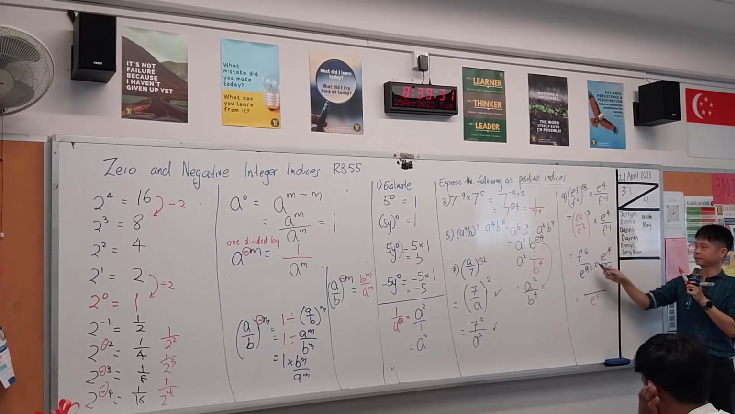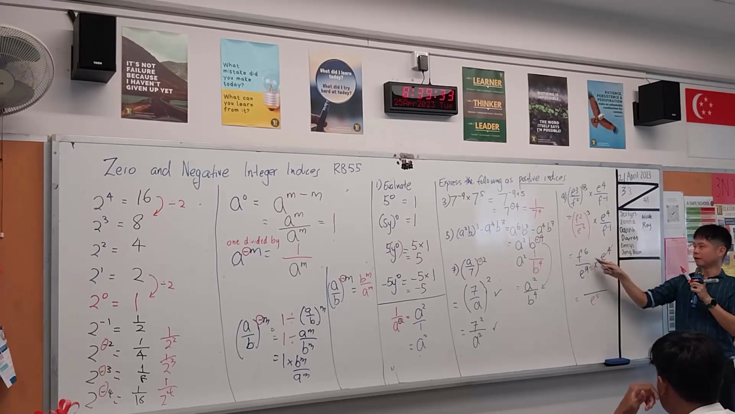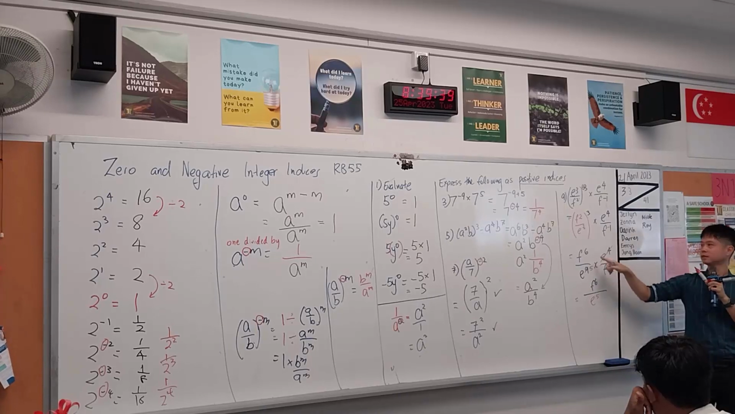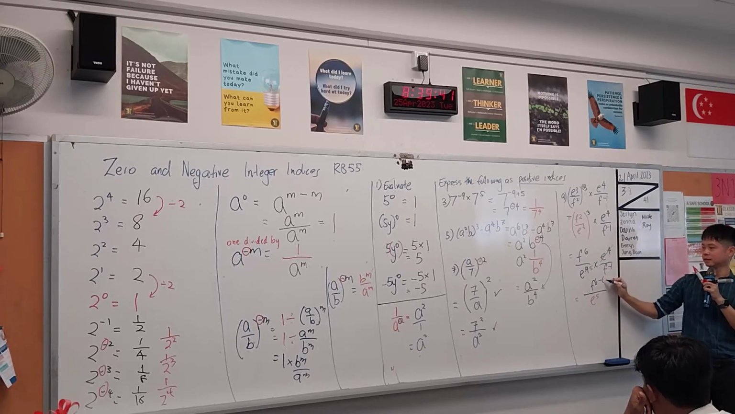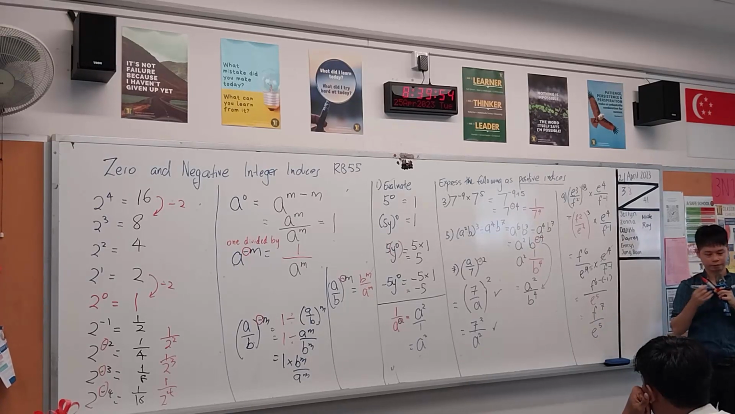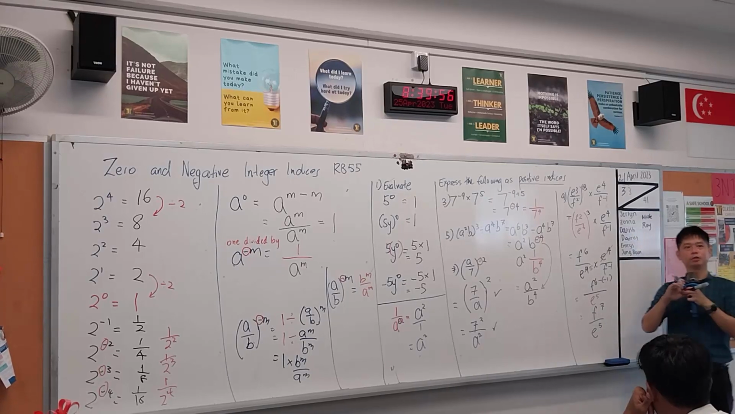What about f? Very hard to cancel, right? Because there's a negative power. So what do we do with the power? 6 minus negative 1. And so the answer is f power 7 over e power 5. Okay, all right, can we stop the video?